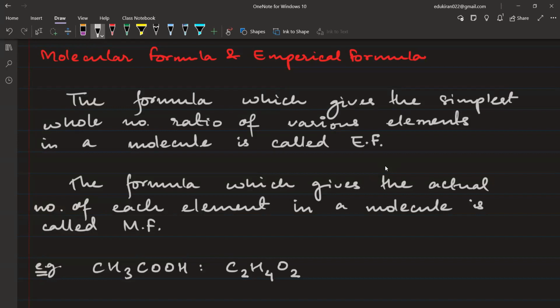And if I simplify it even more to the whole number ratios, for each carbon, we have 4 hydrogens and 2 oxygens. So we have a 2:4:2 ratio. Now I can simplify this even more, right? I can write the empirical formula as, for each carbon, 2 hydrogens and 1 oxygen. This is the molecular formula, and this is the empirical formula. You understood the difference between both of them? Yes or no? Please tell me, all of you. Okay.